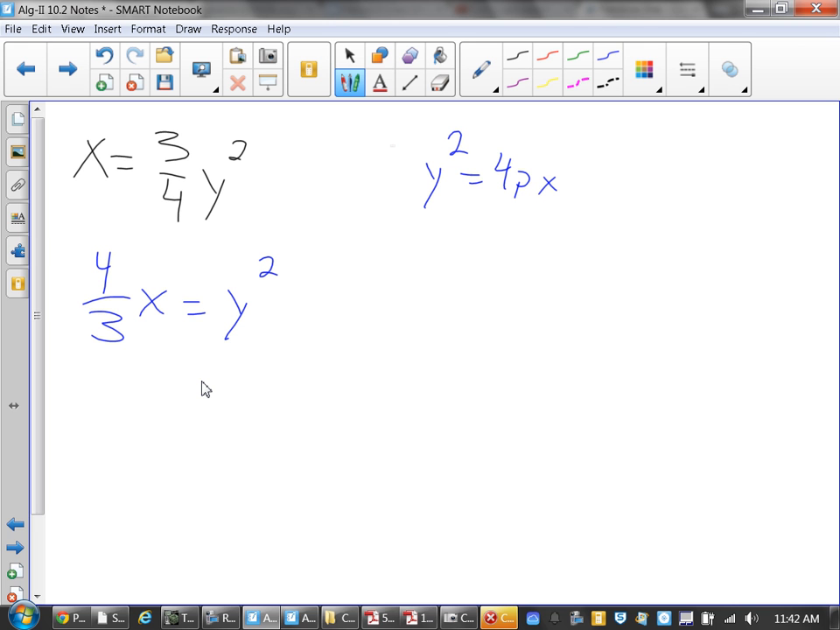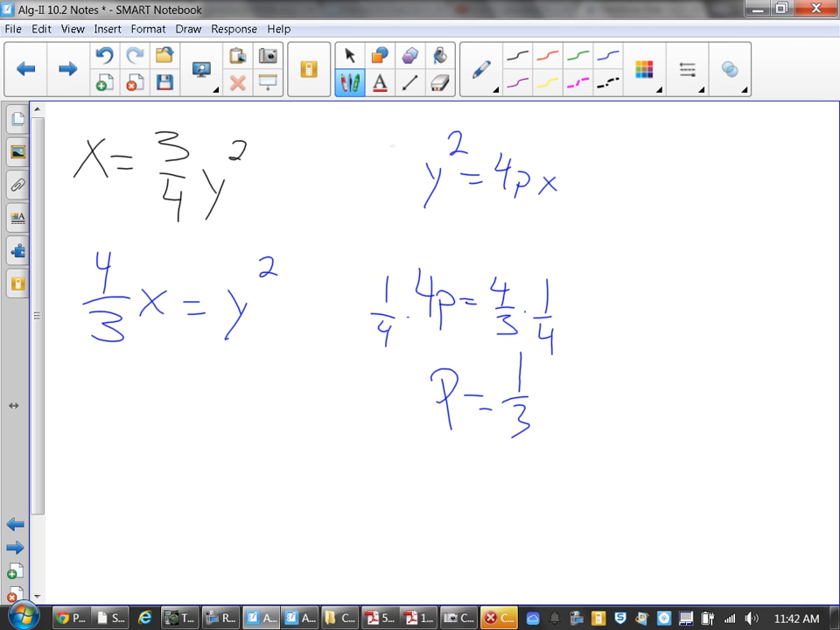So now the 4p value has to be set equal to 4/3, which is the same thing as, to undo the 4, multiply by 1/4. So p is going to get you 1/3. There's your p value. And the last one that we did, generic, was y squared equals 4p. Stays the same.